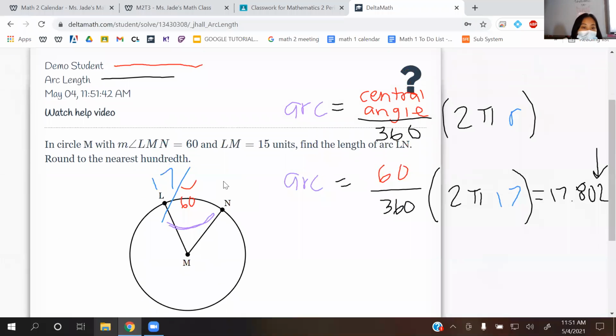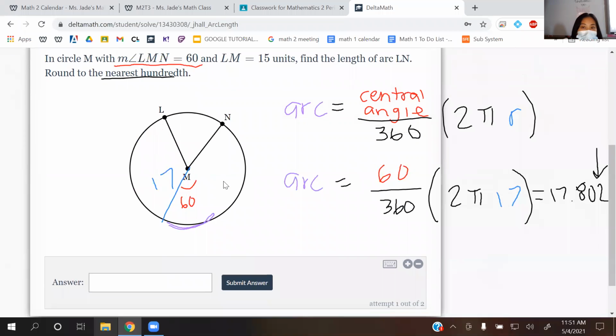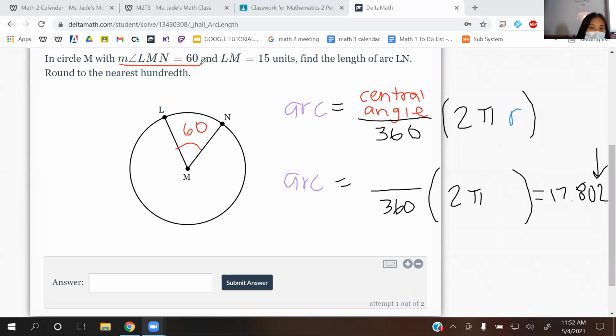Next one. Last one. Okay, so of course I keep the same formula there because we're still using the same formula. So the circle M with measure of angle LMN is 60, and the measure of the segment LM is 15. Find the length of arc LN, round to the nearest hundredth.